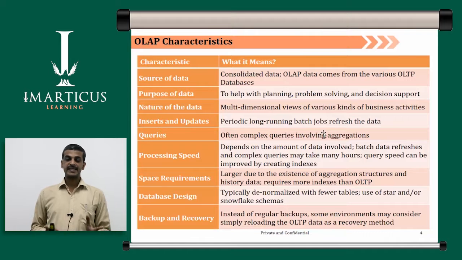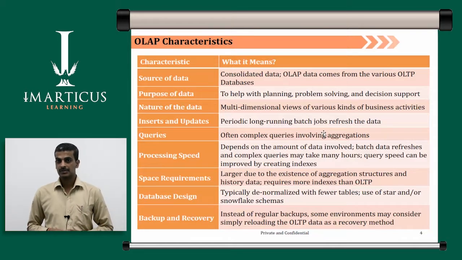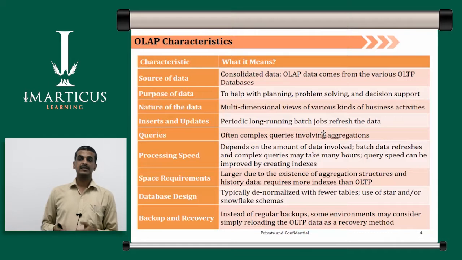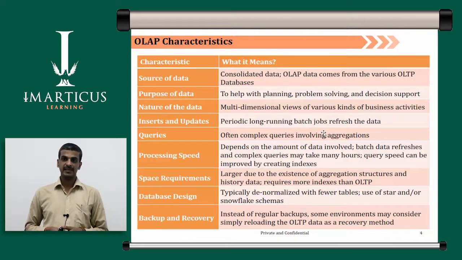So a database is the best example of OLTP, and a data mart or data warehouse, which are historical repositories of your data, are the best examples of OLAP. Again, we'll see the characteristics and what they mean with respect to OLAP. When I say source of data, this is consolidated data. OLAP data comes from the various OLTP databases.